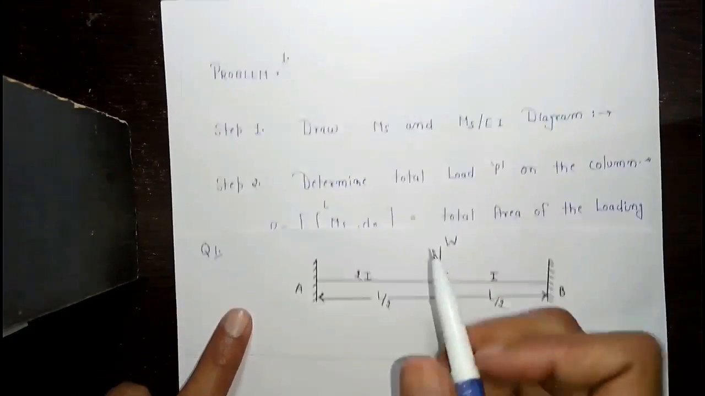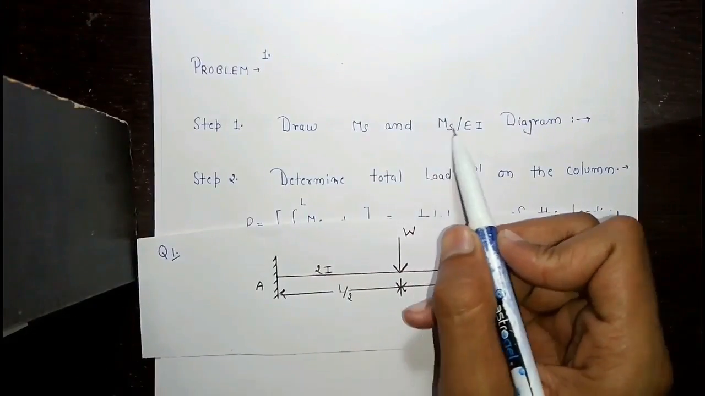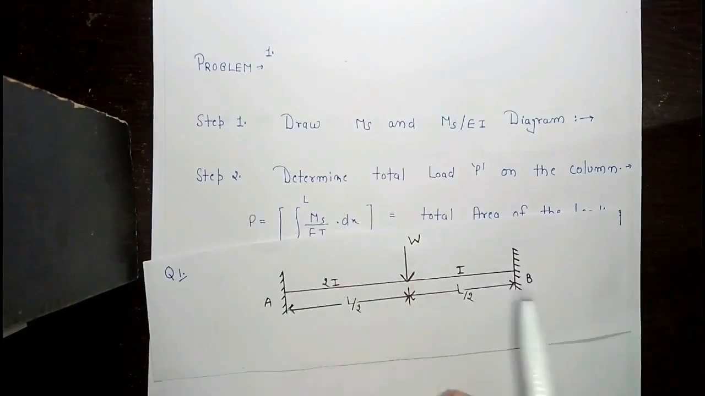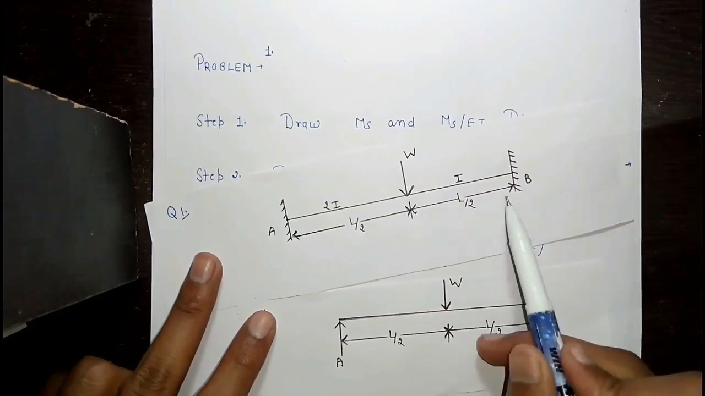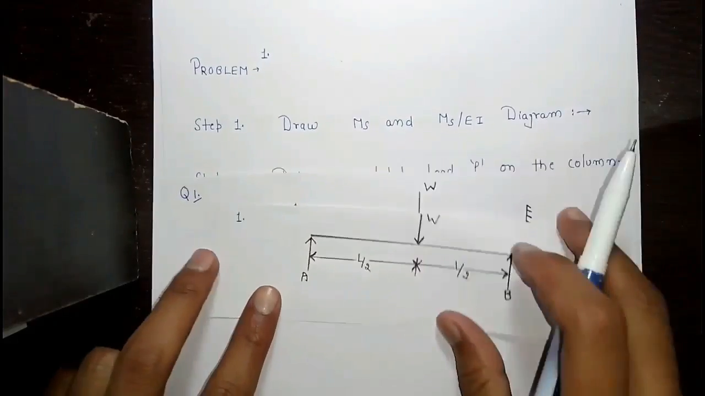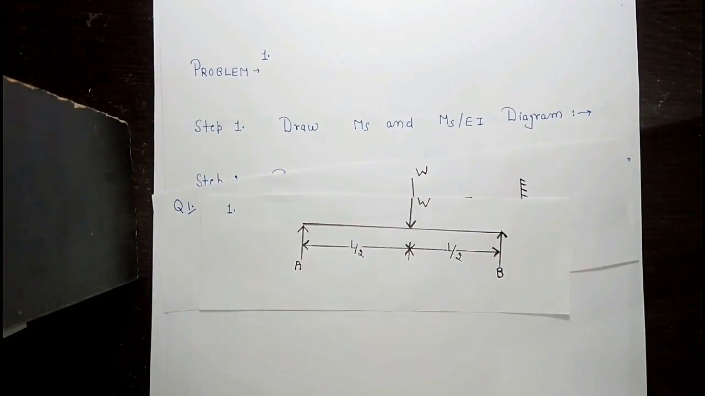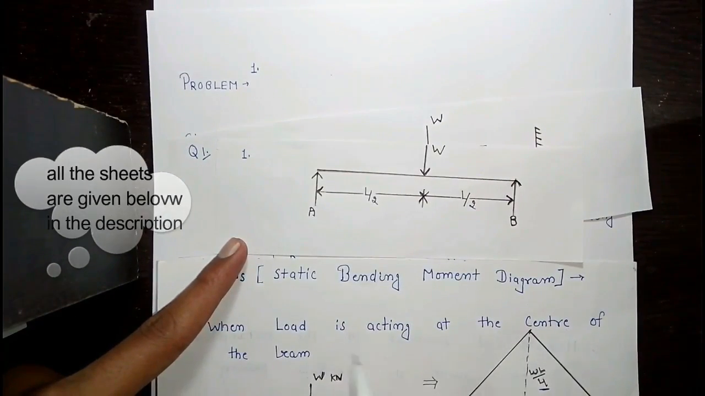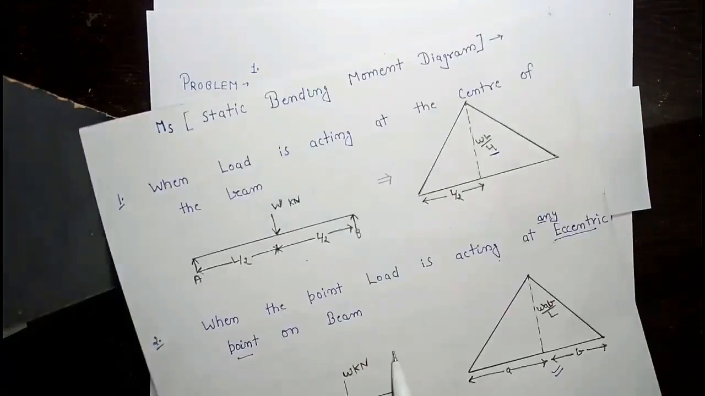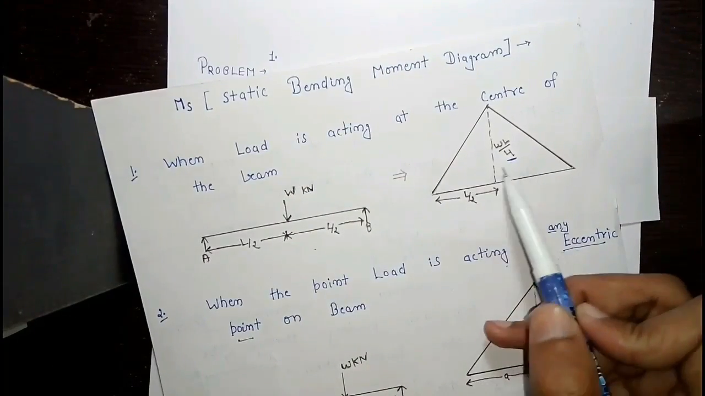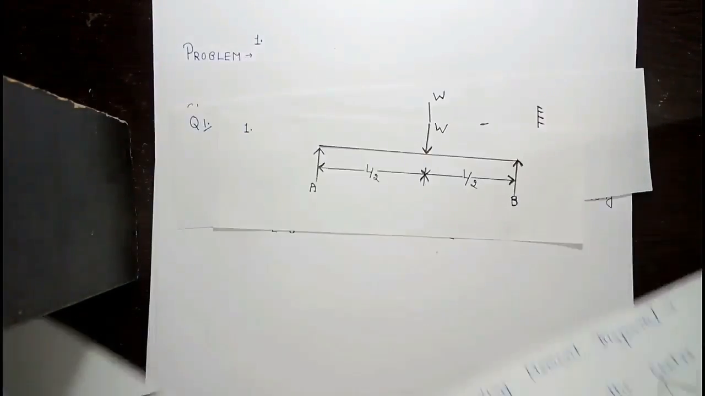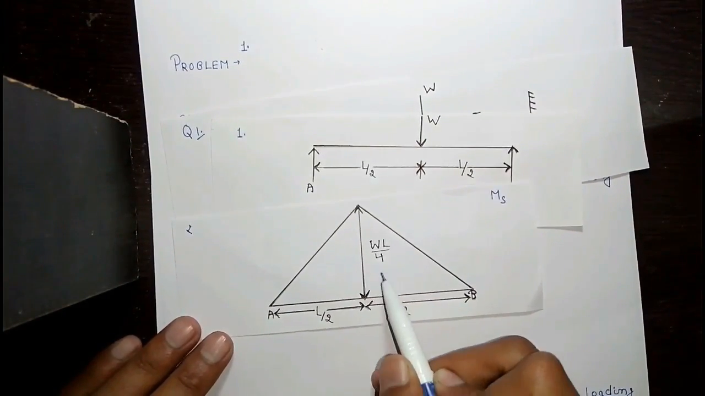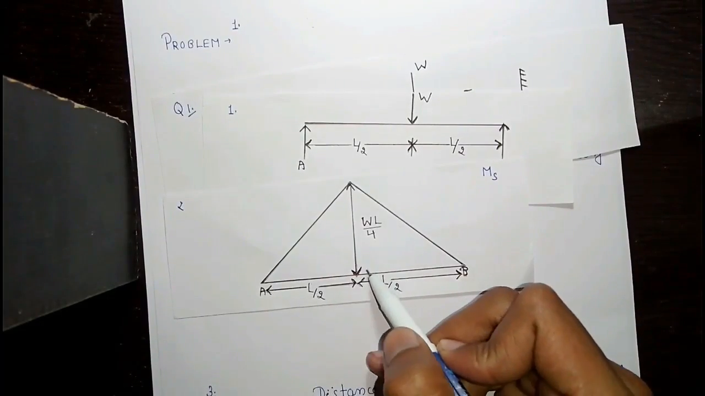Step 1, draw Ms and Ms divided by EI diagram. Ms is the static bending moment diagram. To draw a static bending moment diagram, we assume that both ends are hinged, or we assume that it is a simply supported beam. By using the formula, the static bending moment when the load is acting at the center of the beam, at the center the static bending moment is WL by 4, and this is the static bending moment diagram. At the center it is WL by 4.